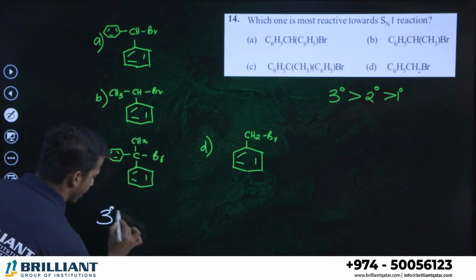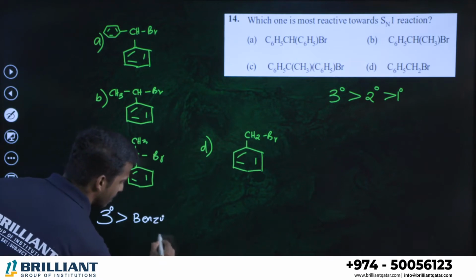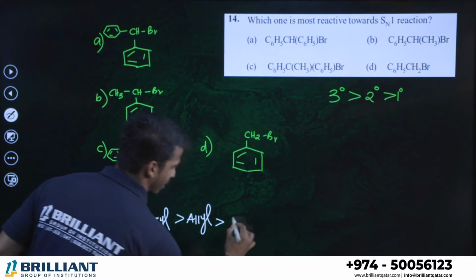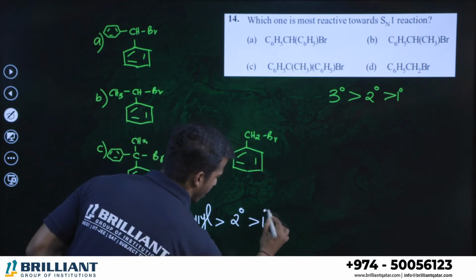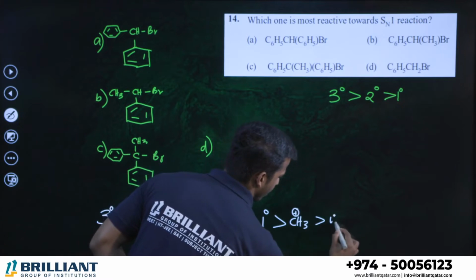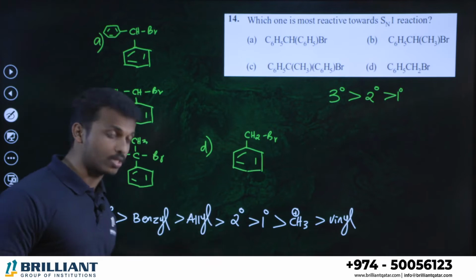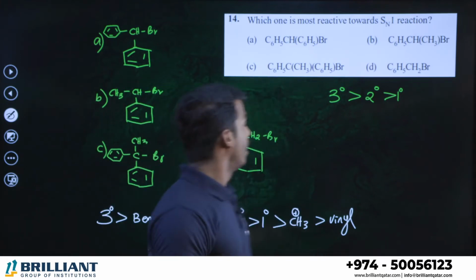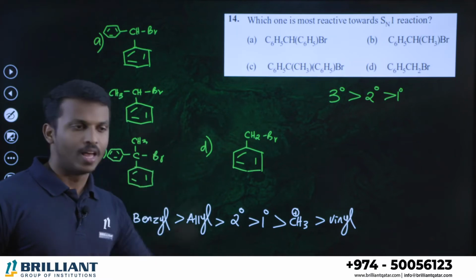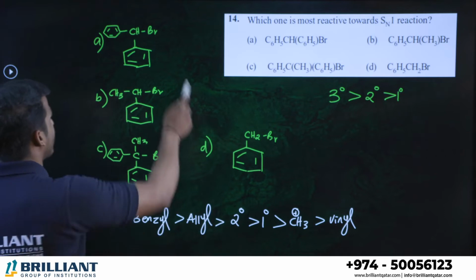You know, tertiary carbocation greater than benzyl carbocation greater than allyl carbocation greater than secondary greater than primary greater than methyl carbocation, and then only we have vinyl carbocation. This order you have to follow. What is happening in the SN1 mechanism in the first step? Removal of halogen, formation of carbocation.